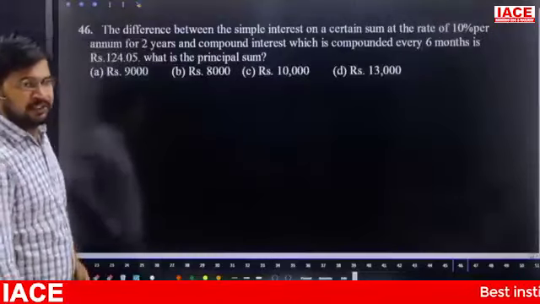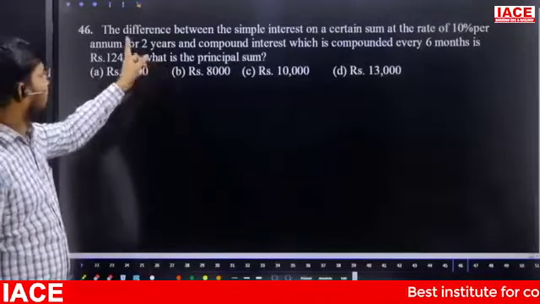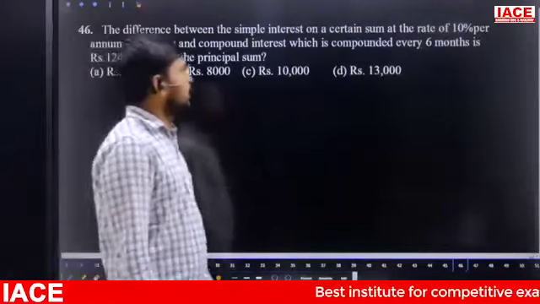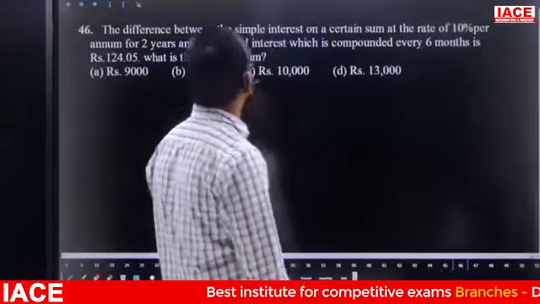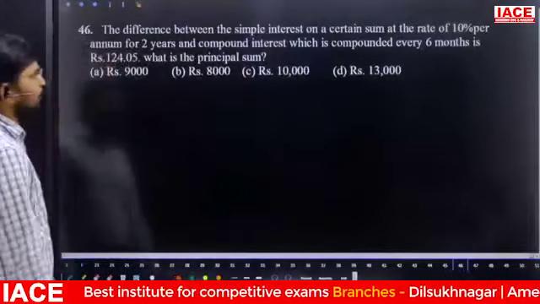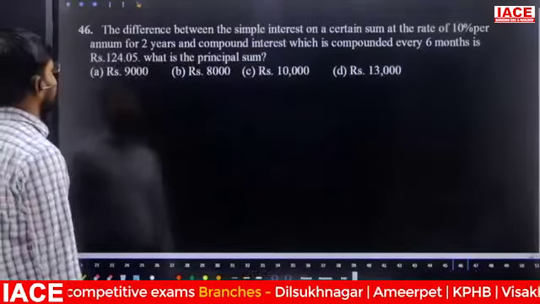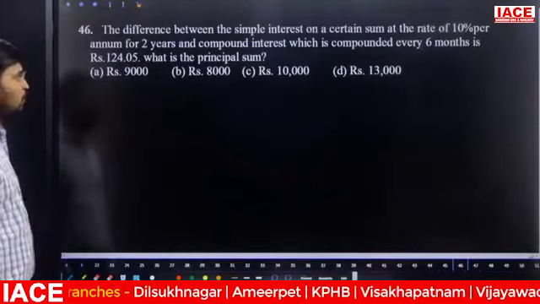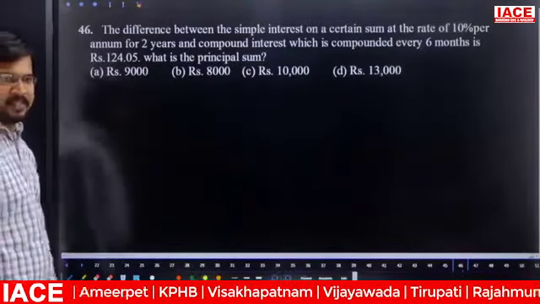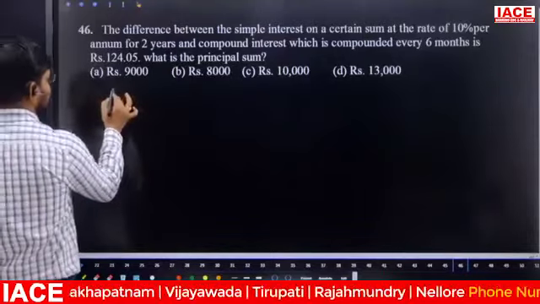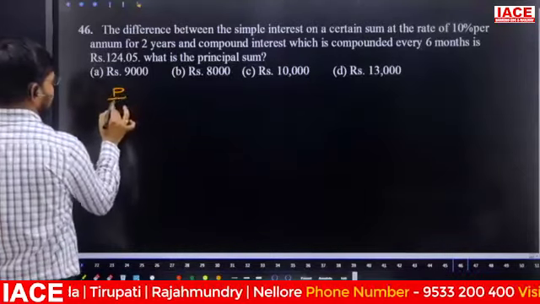Okay, read this question, all of you. The difference between the simple interest on a certain sum at the rate of 10% per annum for 2 years and compound interest, compounded every 6 months, is 124.05. So what is the principal sum? Look at me. Here I assume the principal as 100.